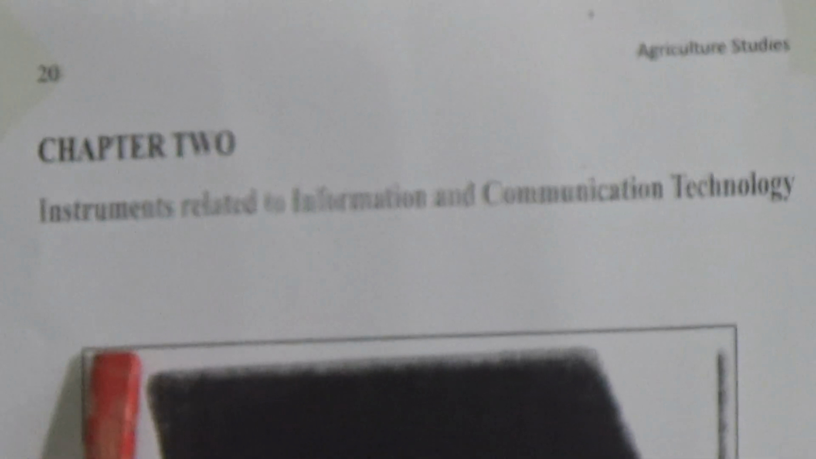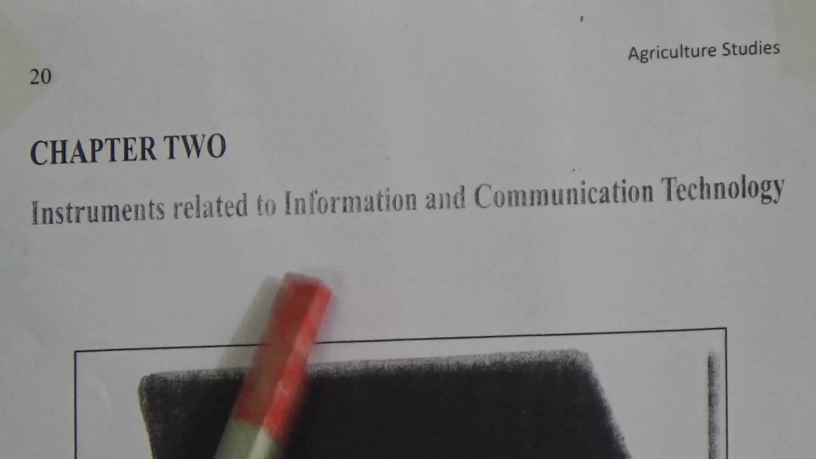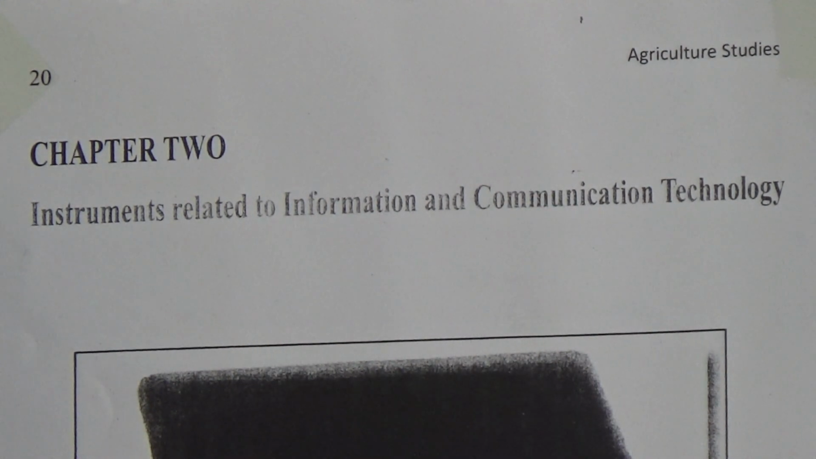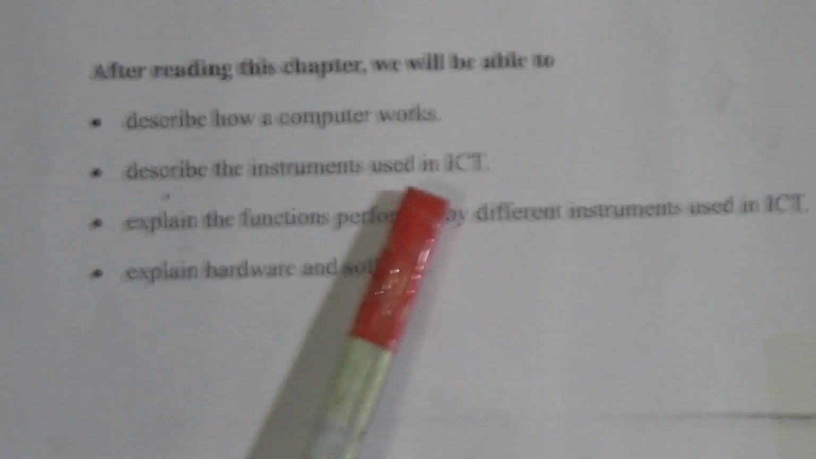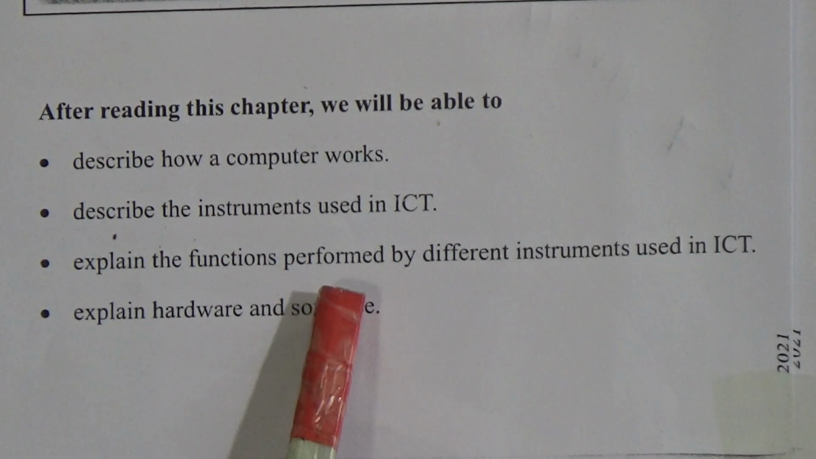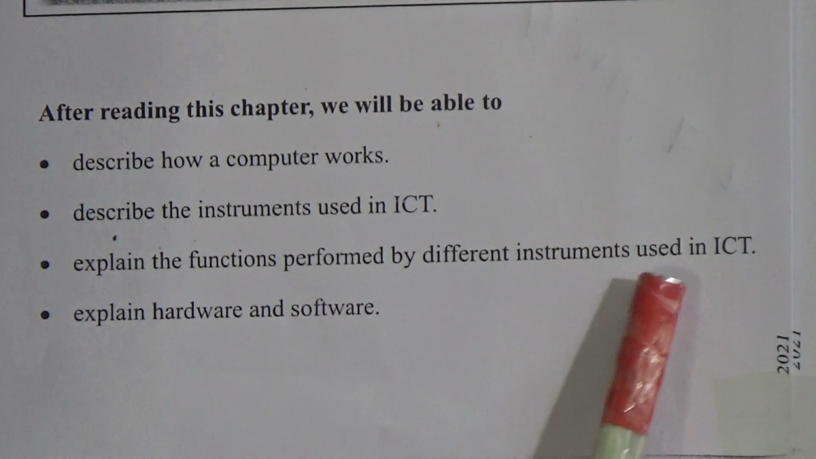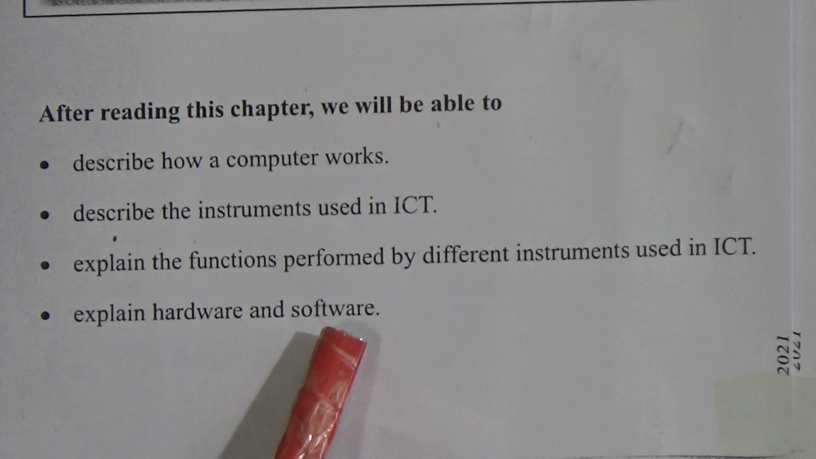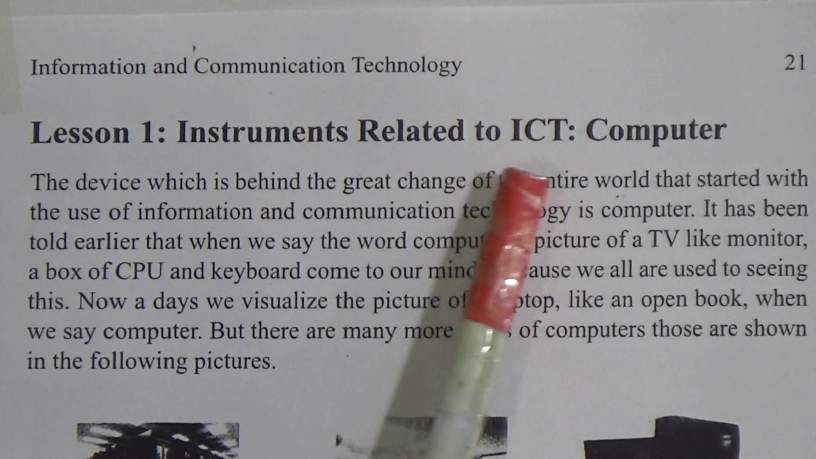Chapter 2. Instruments related to information and communication technology. After reading this chapter, we will be able to describe how a computer works, describe the instruments used in ICT, explain their functions performed by different instruments used in ICT, explain hardware and software. Let's start our class. Lesson 1, Instruments, equipments related to ICT computer.